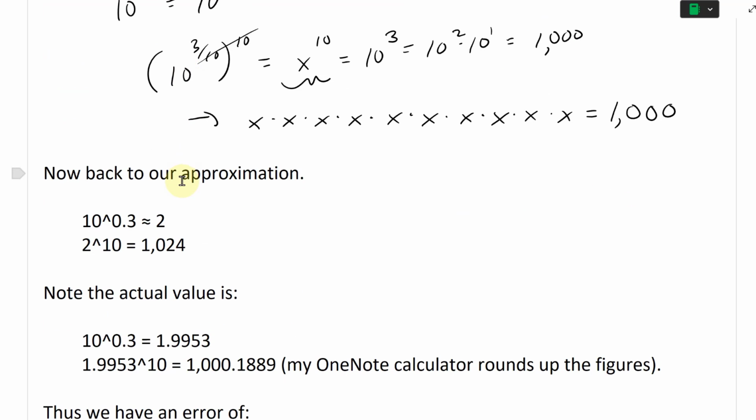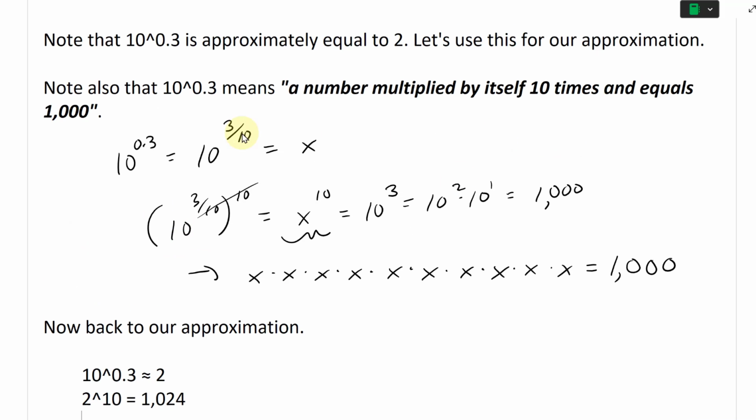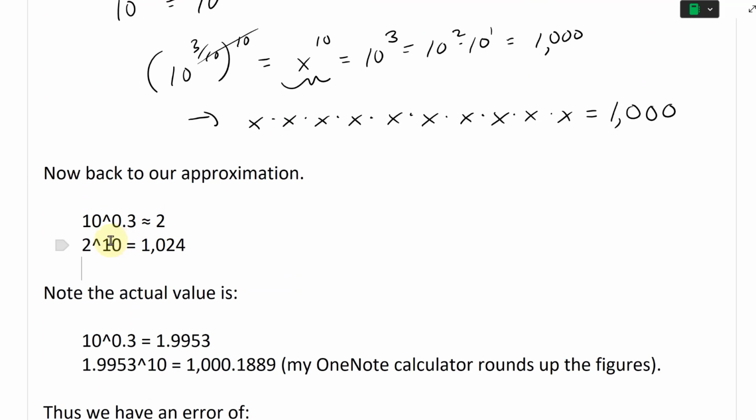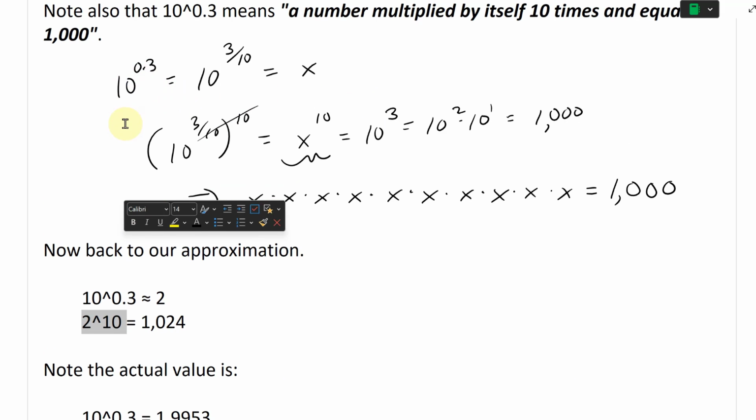All right, now back to our approximation. So we're going to use 10 to the power of 0.3 is approximately equal to 2. And if we use this definition, the number multiplied by itself 10 times equals 1,000. But in this case, because we're approximating, 2 to the power of 10, put that in a calculator, this just equals 1,024. So you can see this is off by 24. So that's the whole idea of 10 to the 0.3, what that means.